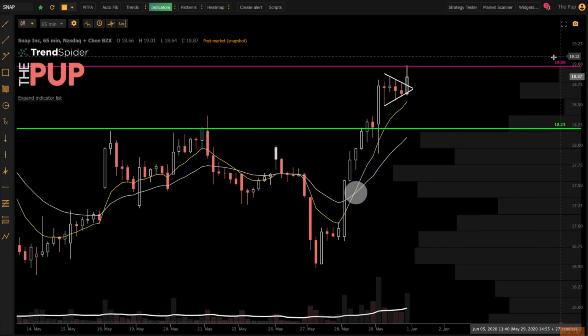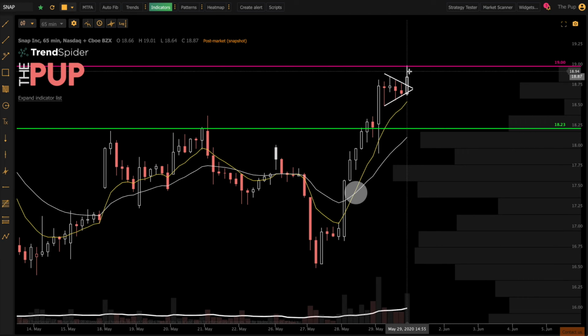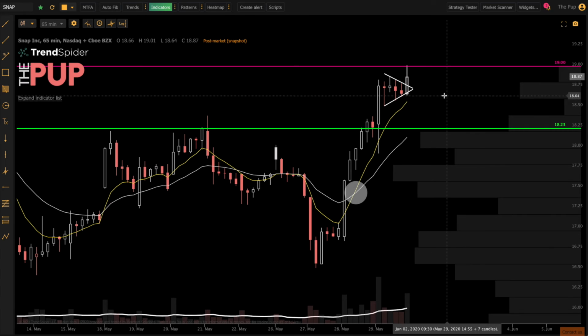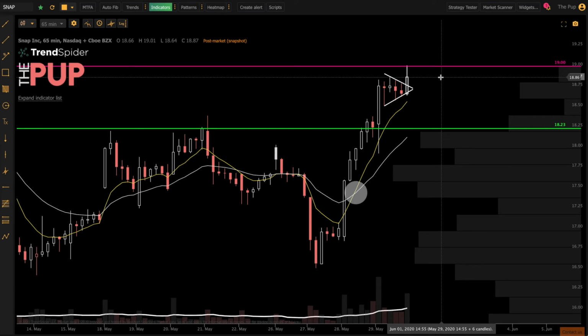And so we hit this $19 level, which was logical. I mean, we already had run a decent amount today. We're not going to keep going. So we hit the next logical resistance level, and we sold off. And so we closed at 1887, which is over our 1850 level.